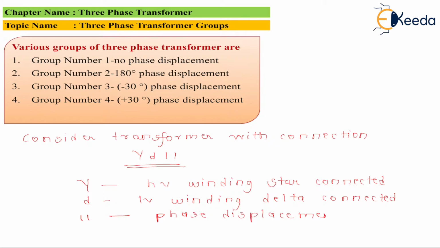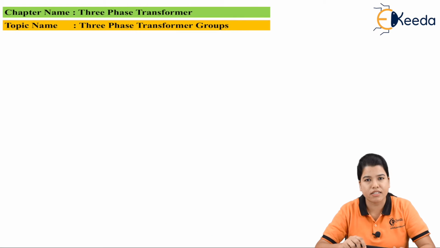So let us see how to calculate this phase displacement. As I have already told you, the phase displacement is considered to be a reference value of 30 degree. So the total phase displacement in case of YD11 can be calculated as product of 11 multiplied by 30. So the value of phase displacement is 330 degree or plus 30 degree. So if the connection is mentioned as YD11, it indicates that the three-phase transformer is having the primary HV winding which is connected in star, whereas the secondary LV winding is connected in delta, and the phase displacement between secondary voltage to the primary voltage is 30 degree.